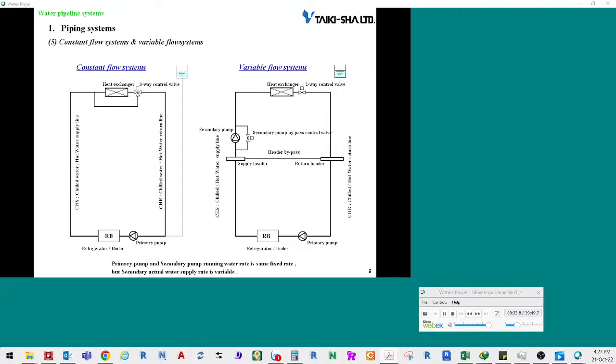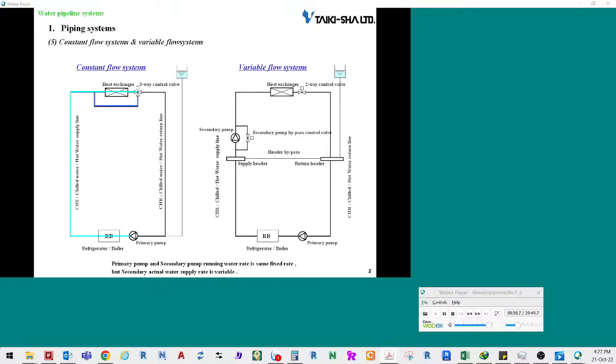Constant flow systems and variable flow systems. The constant flow system circulates a constant quantity of water through the circuit. On the other hand, the variable flow system changes flow rates of the water flowing through the circuit based on loads and other factors. A constant flow system is on the slide.